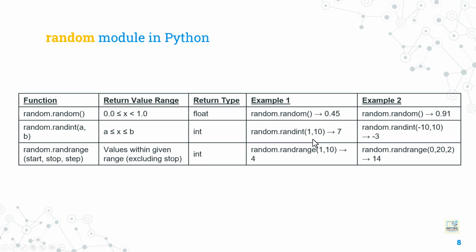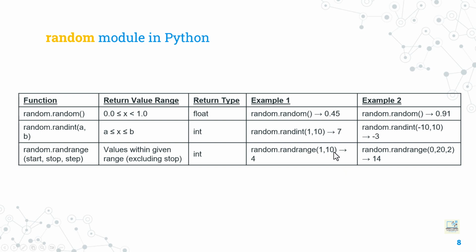Then you have randrange, where you can specify the start, stop and the step value. Remember the difference between randint and randrange is that in randrange the stop is not included. Suppose you are writing 1, 10.